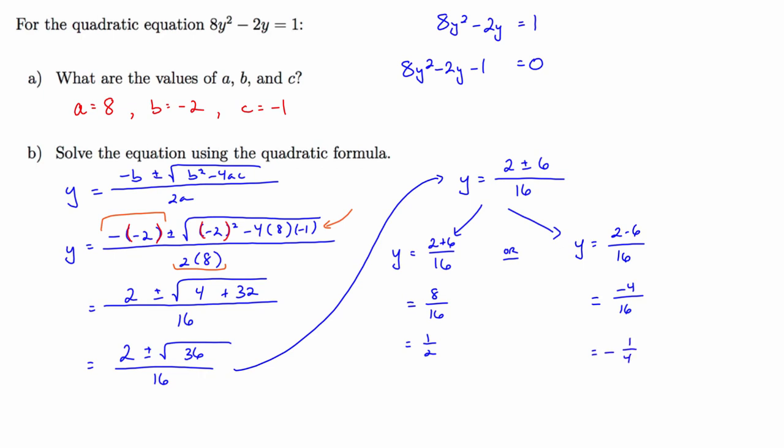So again, we do get two solutions, one involving a positive square root and then one involving a negative square root. And we can conclude with our quick solution set notation statement. The solution set is the set 1/2, comma, negative 1/4.